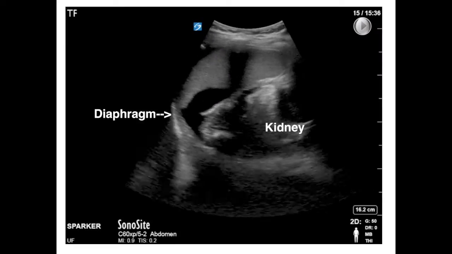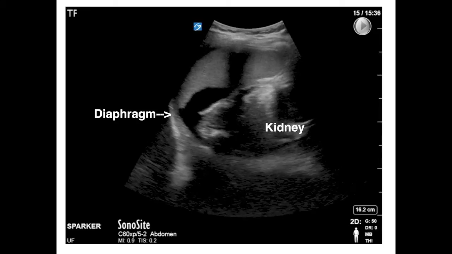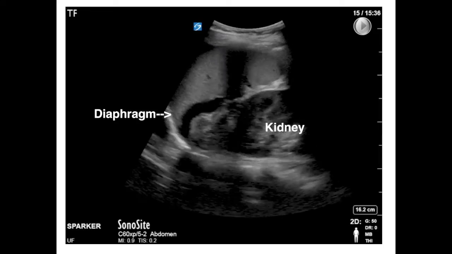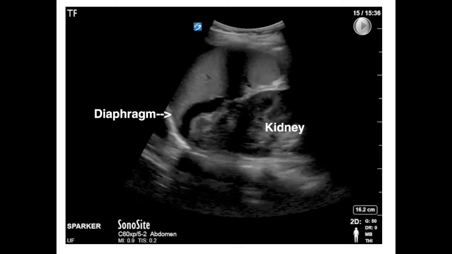Again, over here you see the kidney. I've marked up the diaphragm, which is the hyperechoic line. You can see the liver and the fluid between the kidney and the liver.